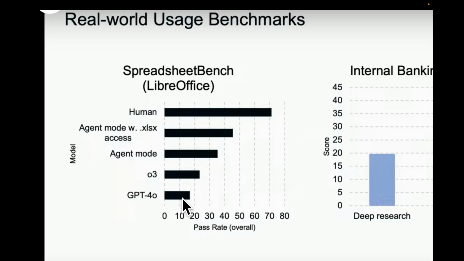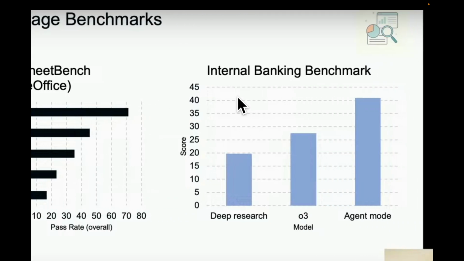and over GPT-4o. There's also an internal banking benchmark over here that they talk about, which is measuring the performance of something like a first to third year investment banking analyst to prepare tasks like financial models for a Fortune 500 company. And you can see that agent mode outperforms O3 and deep research over here. It goes around 40 to 41%, and this is better than the previous models.